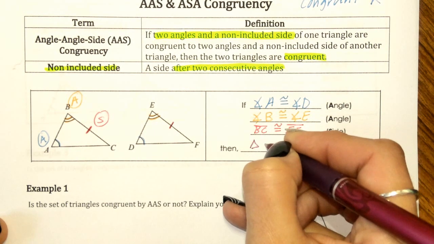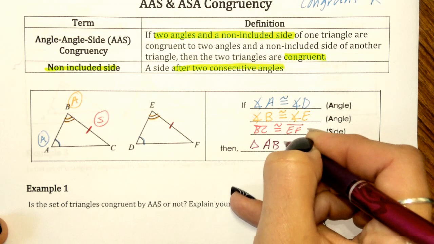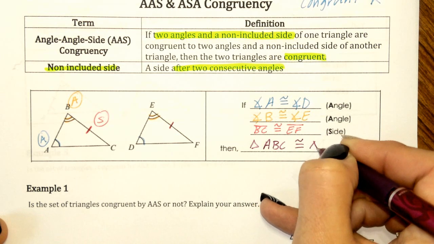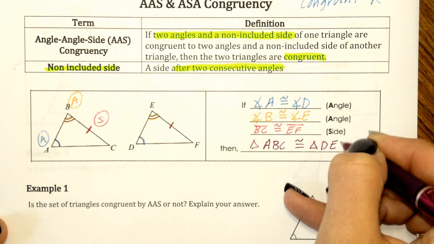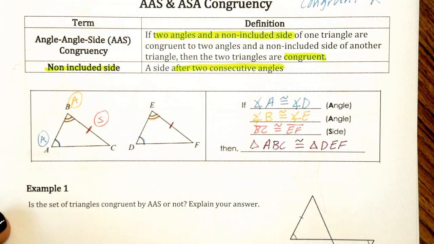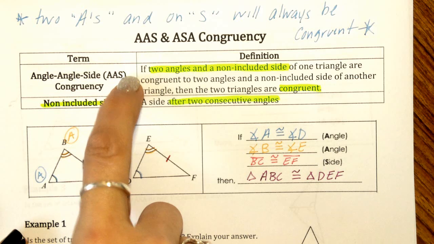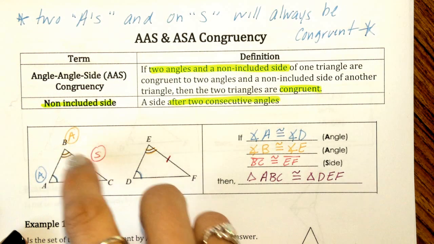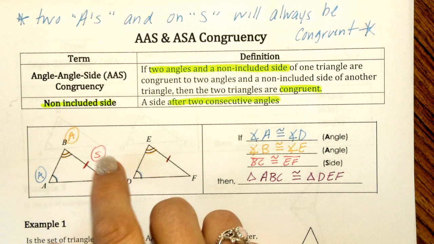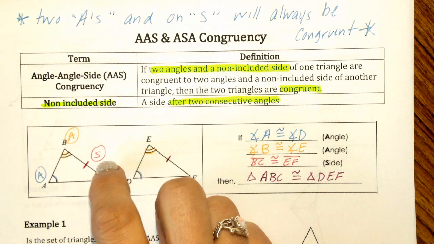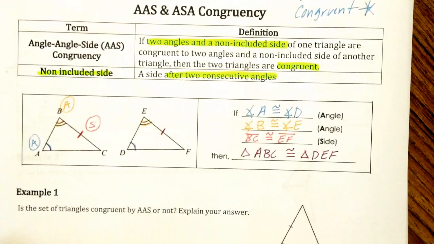We'll have triangle ABC is congruent to triangle DEF. So we're looking at the S being after the two angles. Here the S is after you hit both angles, so the S is not between the two A's. So our pictures need to show the exact same things.